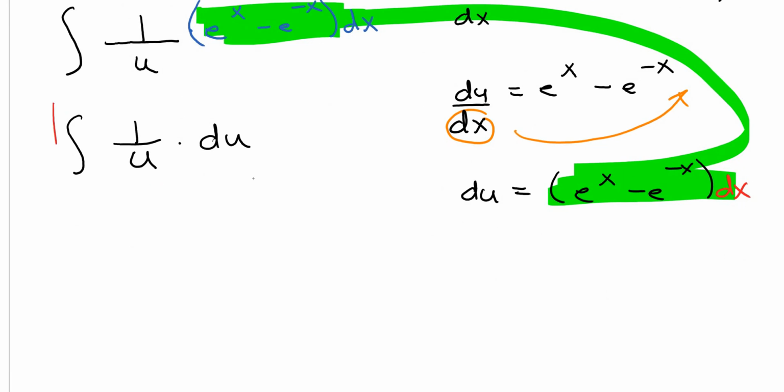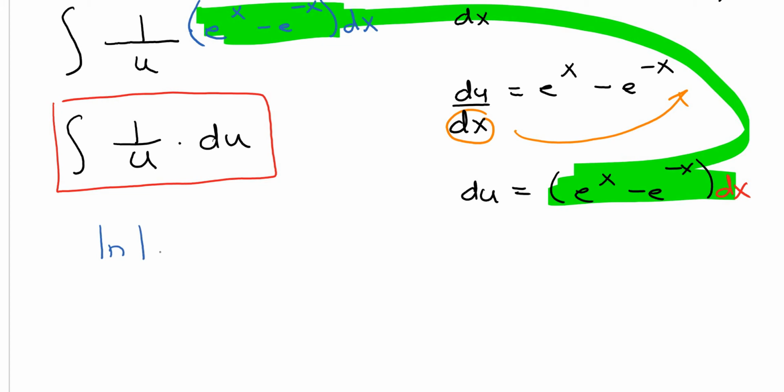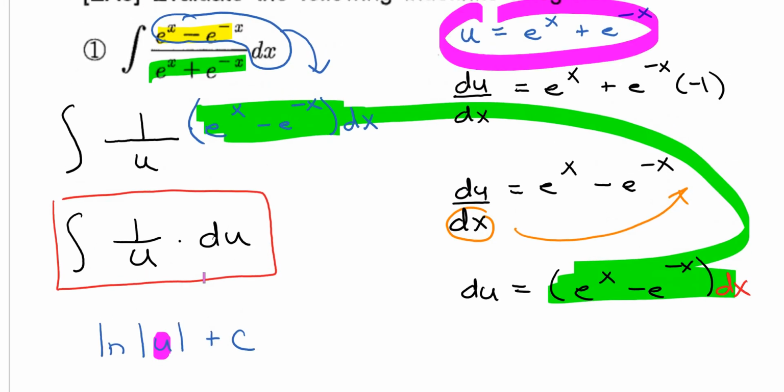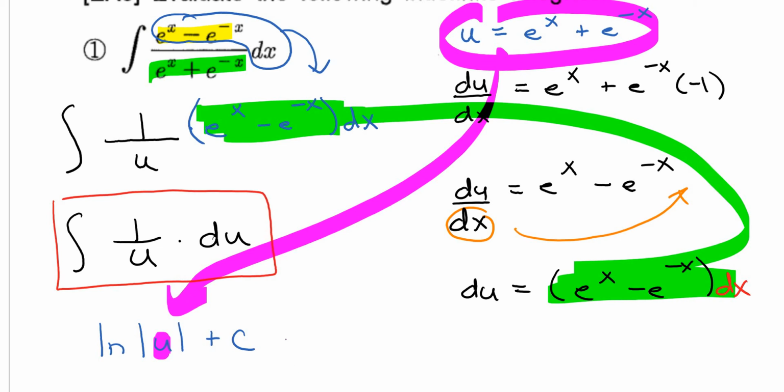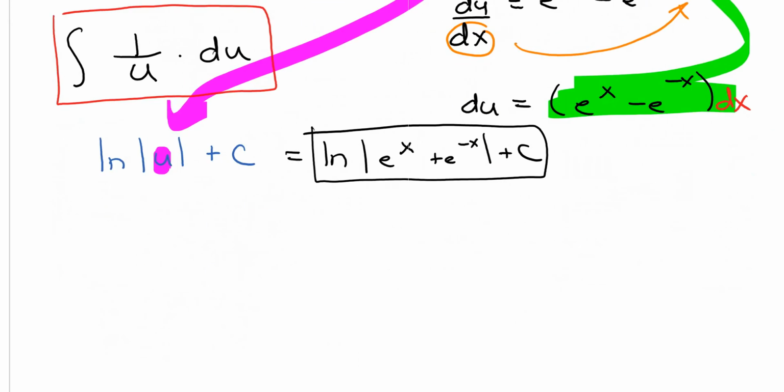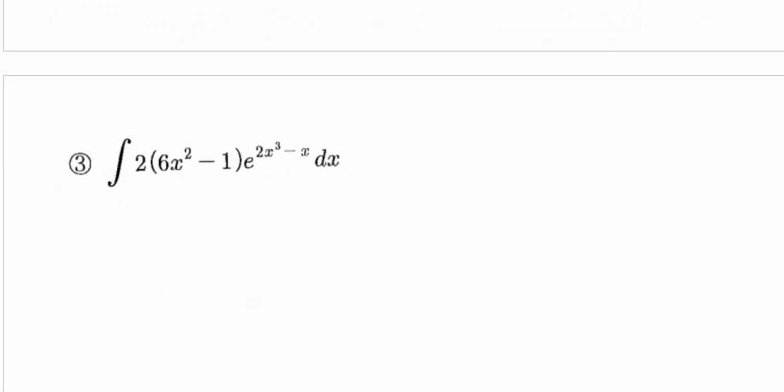And ask yourself, what is the antiderivative of 1 over u? Well, that is ln absolute value of u plus c. And then ask yourself, what does u equal to? Well, u was, at the very beginning of this problem, the denominator right there. So my final answer here would be ln absolute value of e to the x plus e to the negative x plus c. So that right there is my final answer for that problem. Okay, let's keep on going with these questions here.